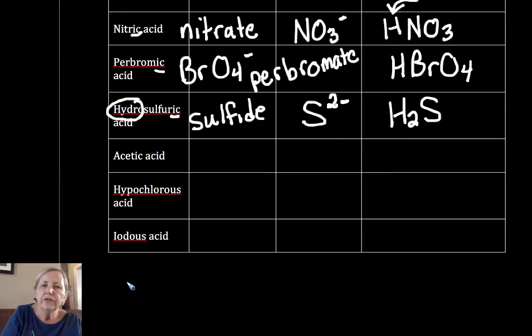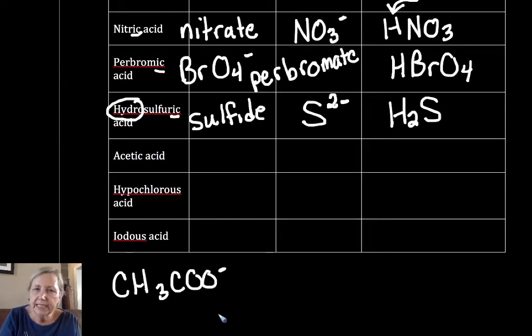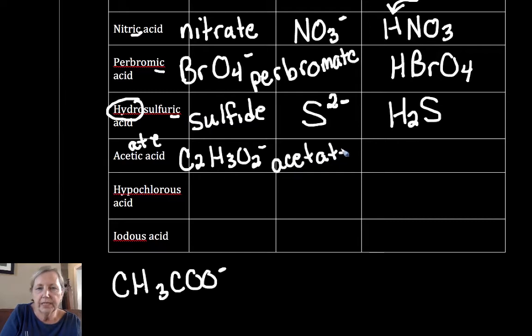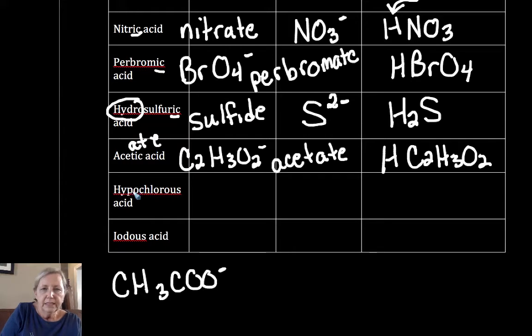Acetic acid. There's a few ways to write acetate. One way is to write it like this. I like this because it implies the structure in a little bit more detail. But acetate is also written as C2H3O2 minus. So that's acetate. Sorry, I did that one backwards too, but I think you get the idea. HC2H3O2.